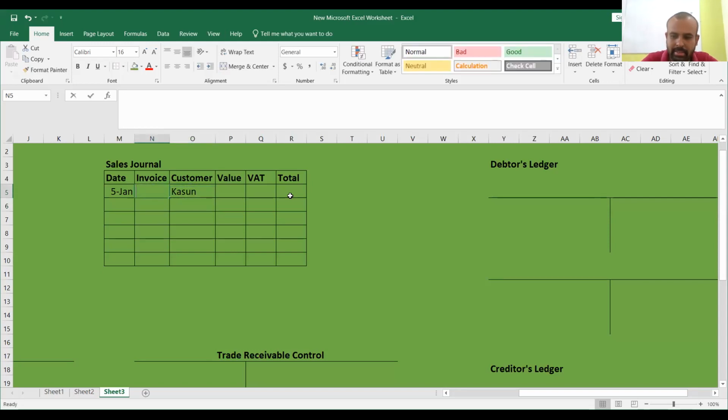Invoice number, it's 125. Tell me, what is the value of Kasun's sale? Value of the sales is how much when it comes to Kasun?